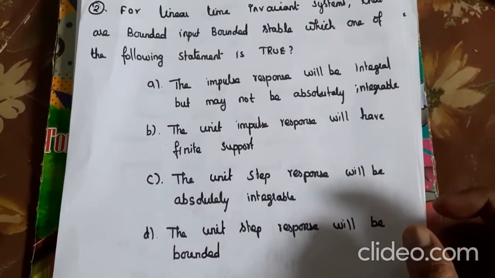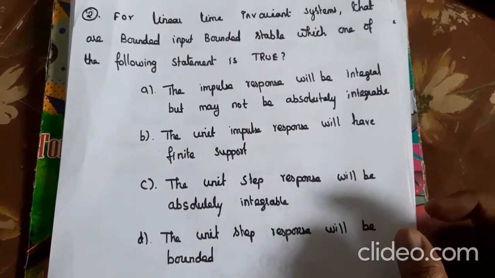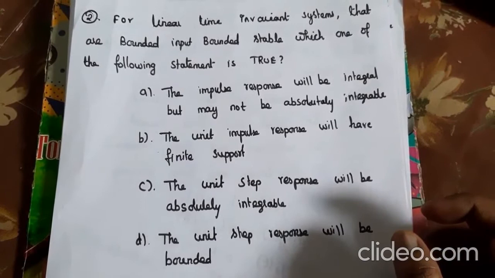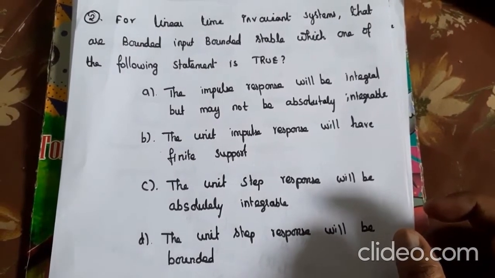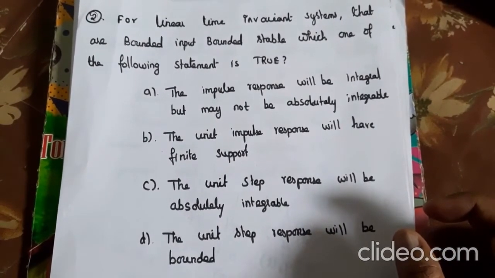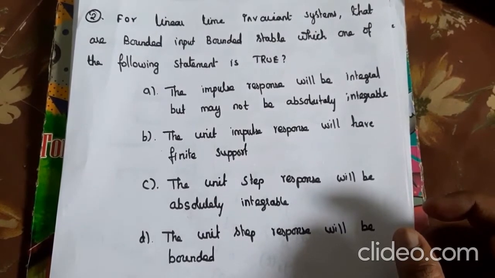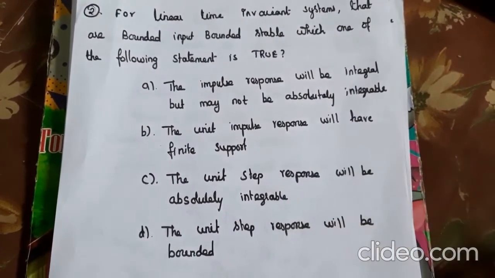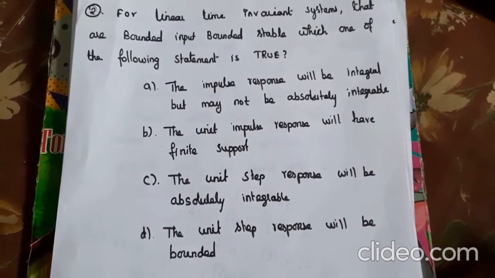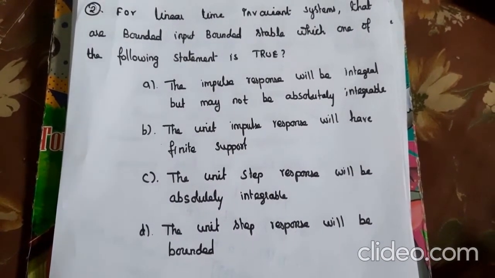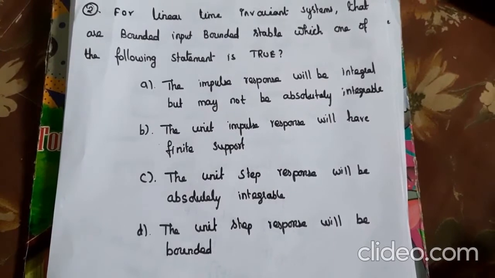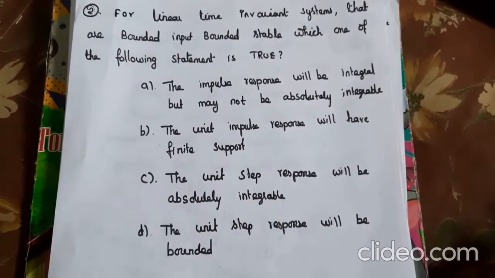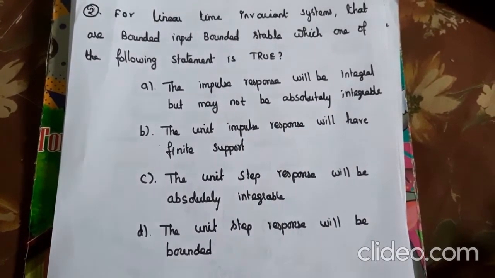Second question, for linear time invariant systems that are bounded input, bounded output stable, which one of the following statements is true? The unit step response will be bounded. Here this is a bounded input, bounded output system, so the unit step response will be bounded. The answer here is D.